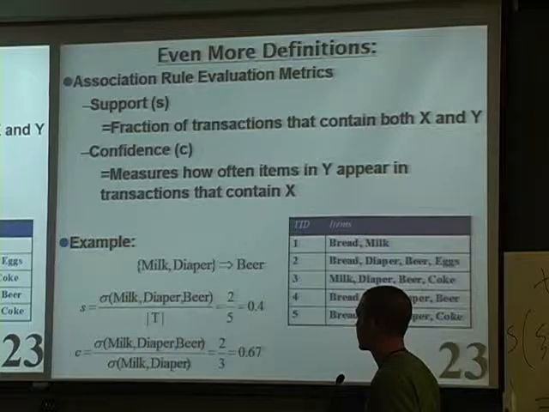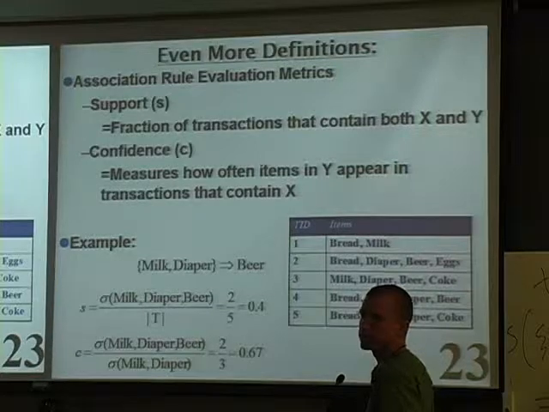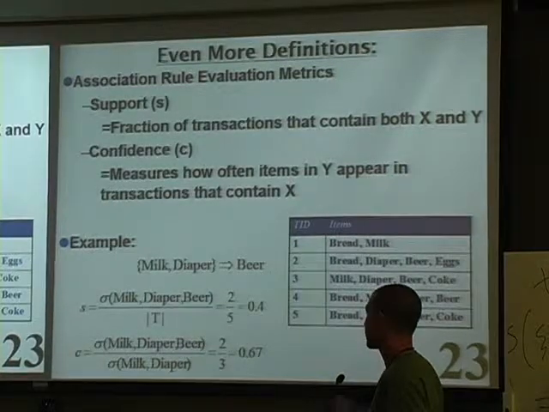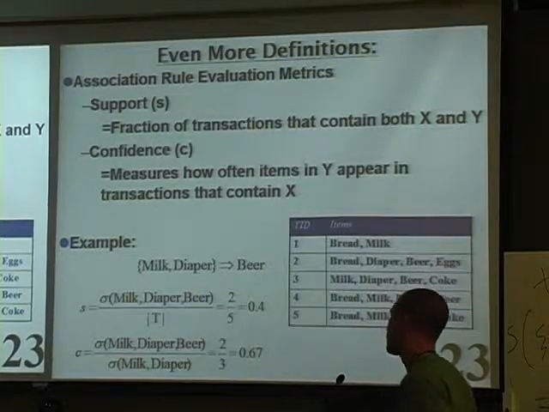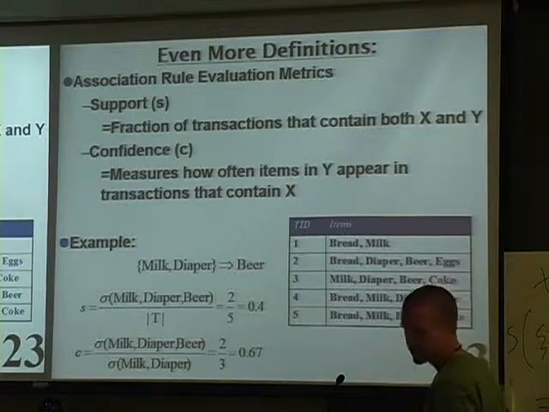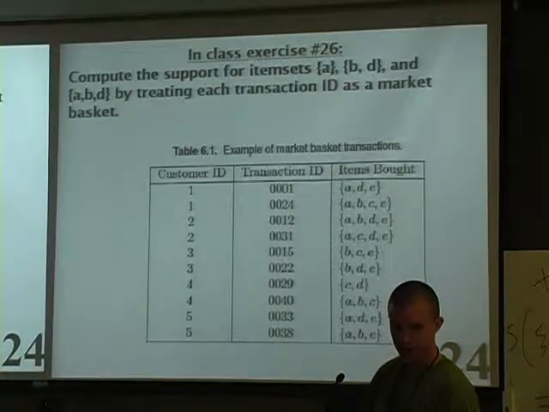So you say, if I bought milk and diaper, there's a 67% chance I also bought beer, but the curious question is, well, what's the chance you bought beer anyway, right? It's not being compared to a baseline. So that's one problem with confidence. We'll talk a little bit more about that next time, but these are the definitions of support and confidence. And to make these more clear, I have an example question.